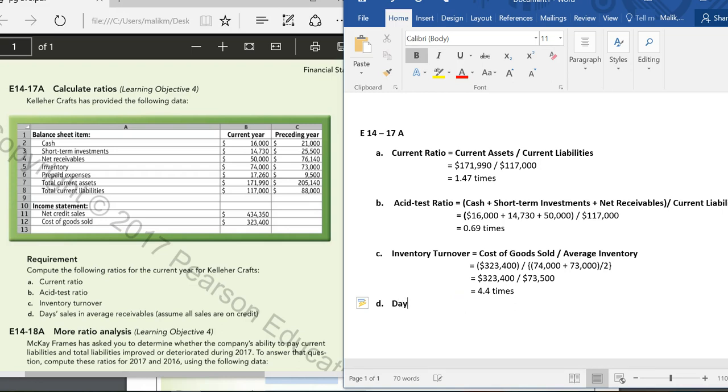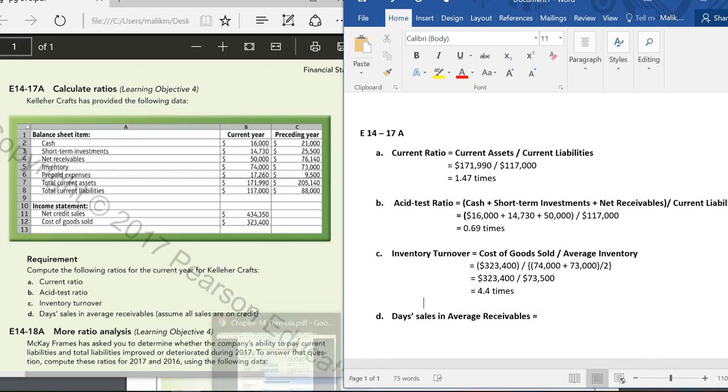So our next ratio is days sales in average receivables. And let's check the formula first. Here we are expressing our receivables in terms of the collection of receivables in days. So how many days it actually takes to collect those average receivables. So the formula is here.